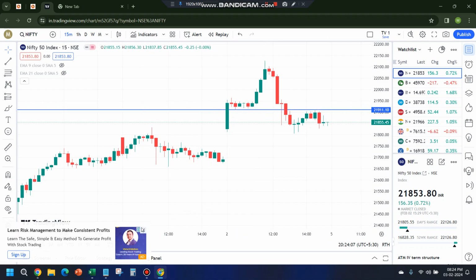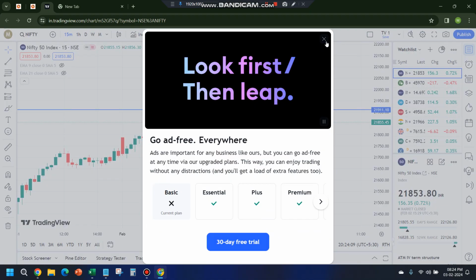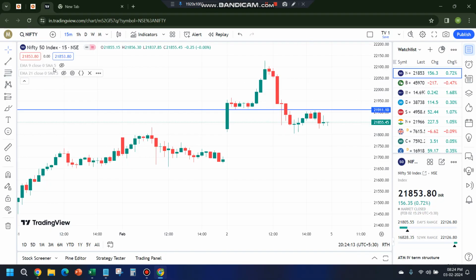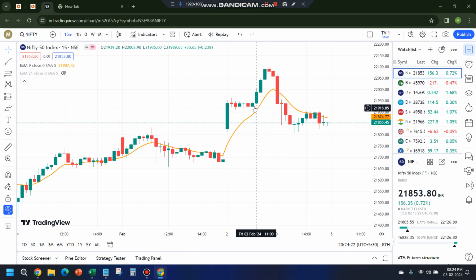Now going on to the second technique, what is the second one we are looking at? Second one is based on indicator. Okay. Now I'll quickly show. I use 9 EMA for example. What I would think is, in this case, I will not use the spot price. I mean, I will not use this support or resistance as my exit point. Rather, any single candle closing below this 9 EMA would be my stop loss.